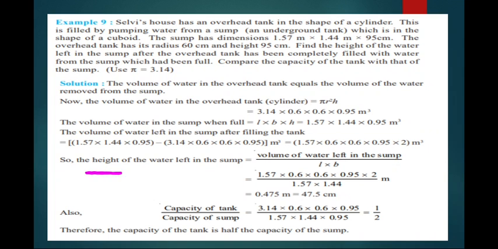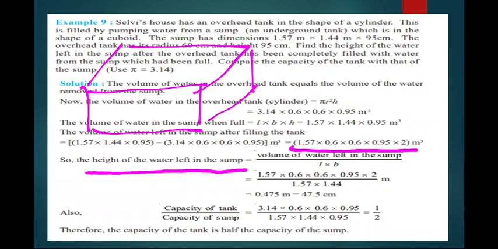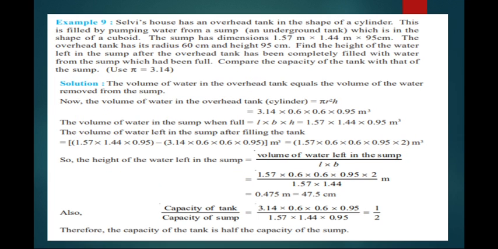Now the height of the water left in the sump. This much water will remain in the cuboidal sump. Now what will be the height of this water? The height of the water will be the volume of water left in the sump divided by L into P, length into breadth. Just do the calculation, you will get 47.5 centimeter. This will be the height.